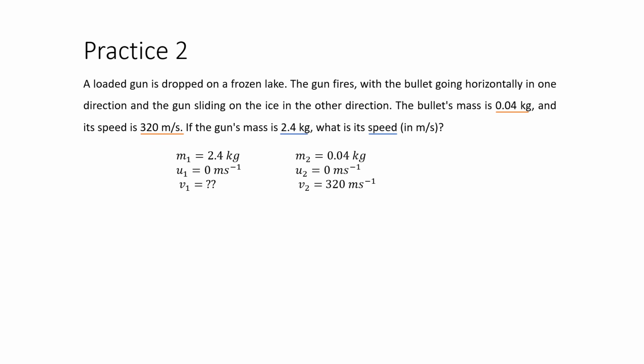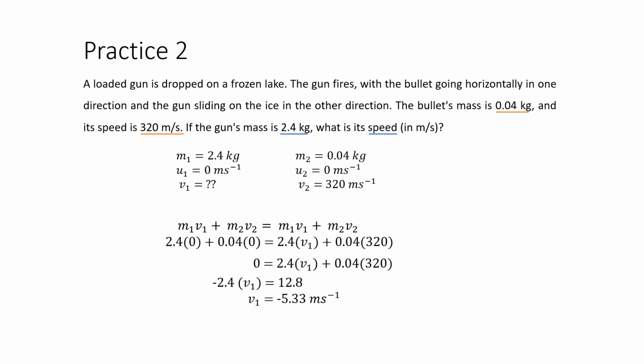In order to show you that the explosion can be applied in the principle of conservation of momentum, we will use this formula. Apply all the information into the formula, then we will get v1 equal to negative 5.33 meter per second. The negative sign signifies that the direction of the gun is opposite to the direction of the bullet.